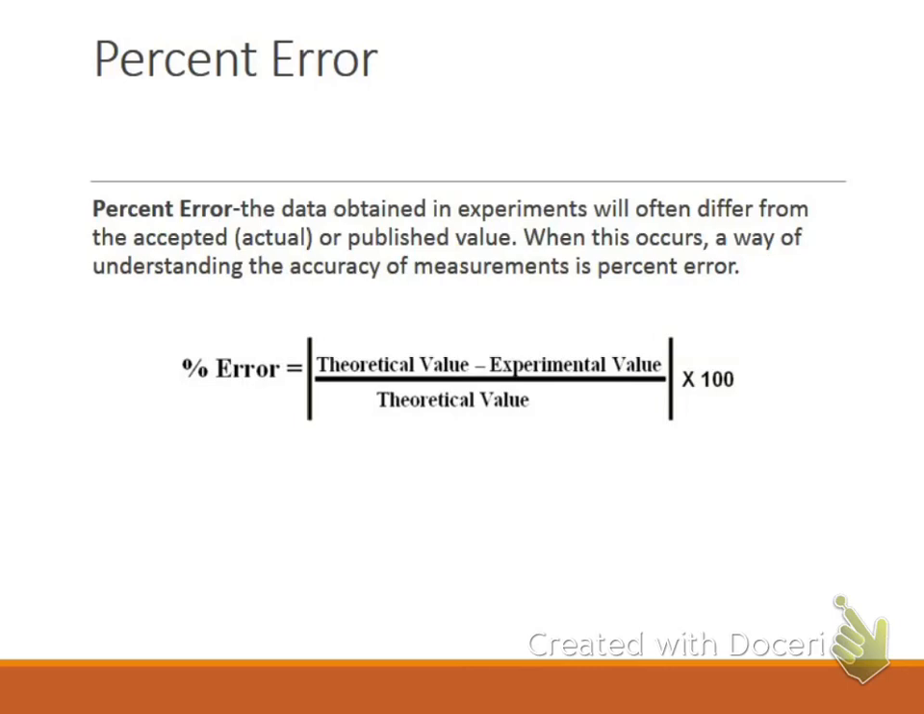The experimental value is what you get, your value. So when you go into the lab, whatever you calculate the density to be, it goes under experimental. And then you do this calculation to figure out what your percent error is. How close were you? Now, what do the big lines mean? Absolute value, which means you cannot have a negative number.